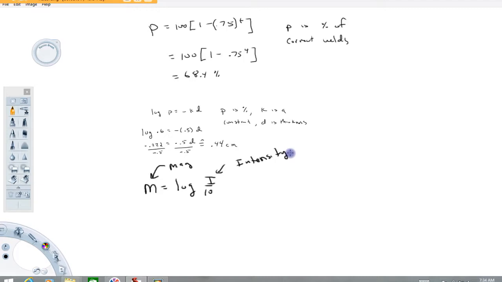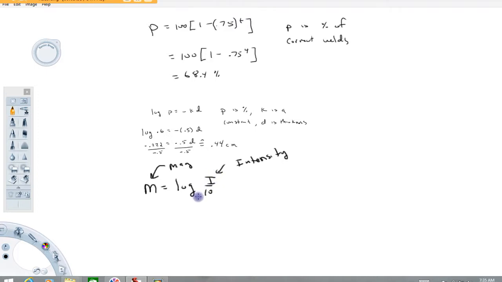Let's see. How many times stronger in intensity is an earthquake that has a magnitude of 5.8 than one that has a magnitude of 3.2? So how many times stronger? So that's really a ratio. So what we're going to do is we're going to apply this formula twice. And before I even actually write the problem out, I'm going to take this and write it in exponential form because the intensity is what we want to calculate.